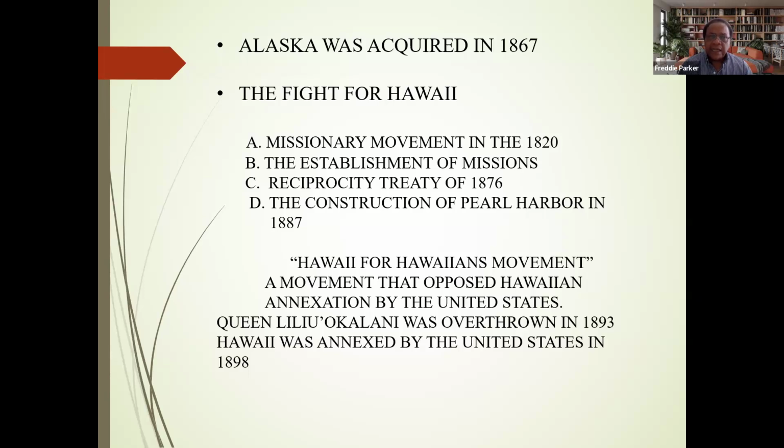And by 1887, although the construction of Pearl Harbor did not begin in 1887, the United States received access to that area that became a military fort out there in the middle of the Pacific Ocean. Very early, there began a movement called Hawaii for Hawaiians. In other words, the rest of y'all get out. It was a movement that opposed Hawaiian annexation by the United States. We want to be left alone. Queen Liliuokalani was overthrown in 1893 by about 50 Marines from the United States. In 1898, Hawaii was annexed. And in 1959, it became the 50th state.